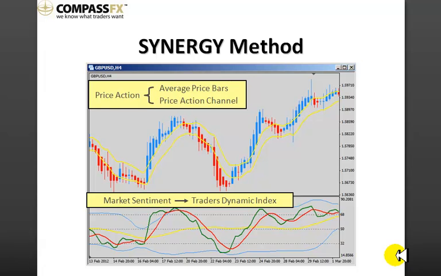The interesting thing is we know that price action and market sentiment don't always align. And more times than not, when price action goes one direction and market sentiment goes in the other direction, price action will eventually turn and go in the direction of market sentiment. We just have to be prepared for it. So let's take a look at the entry and exit conditions when it comes to the Synergy trading method.